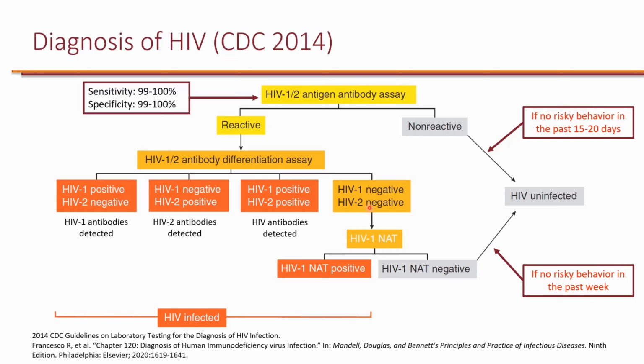To resolve this issue, we need to do a nucleic acid test. A nucleic acid test is a lot more accurate because instead of antigen or antibody, it detects the HIV RNA. So if this tests positive, then we can conclude that the patient has HIV. Currently in the US, HIV-2 is not common, so the FDA-approved nucleic acid tests are only for HIV-1. If this patient does not test positive, we can conclude that the patient does not have HIV-1, assuming the patient did not have risky behavior in the past week.